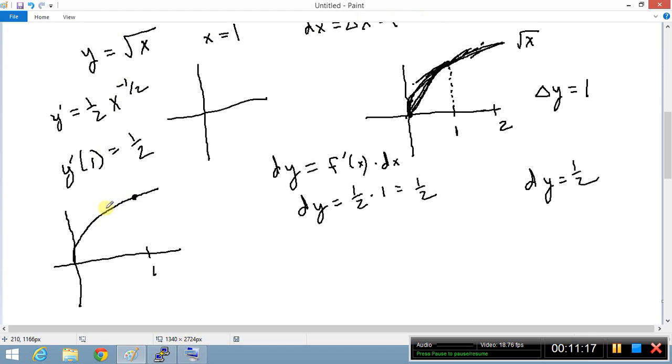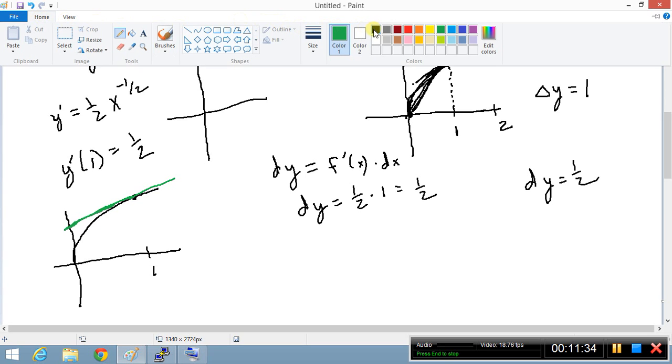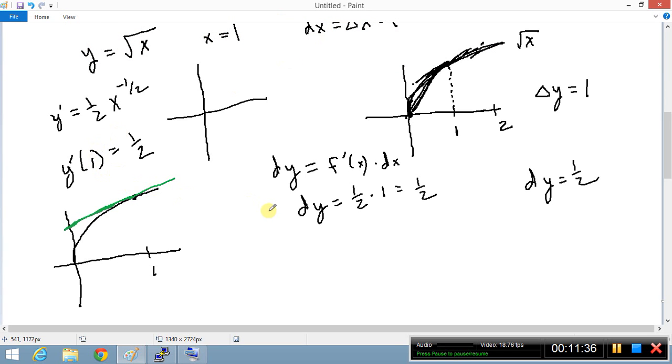So here is the tangent line. And if we extend it to there, then the change in y is just the difference between the y values, where delta x is 1, so we go from 1 to here, which would be 0, and delta x and dx are taken to be the same thing.